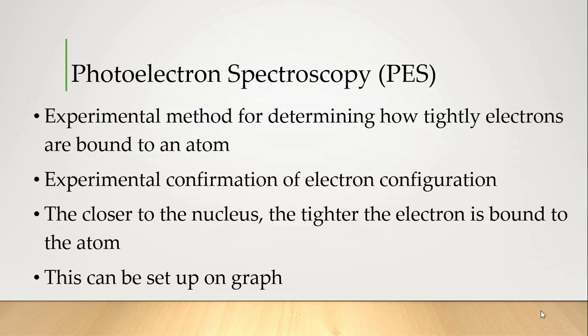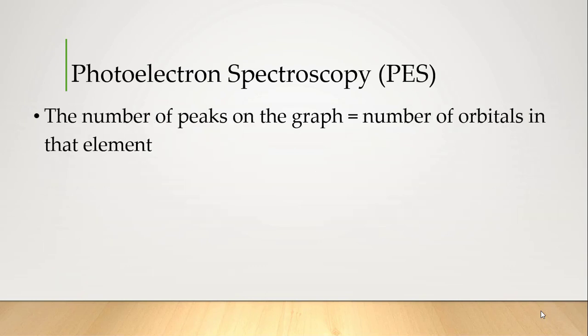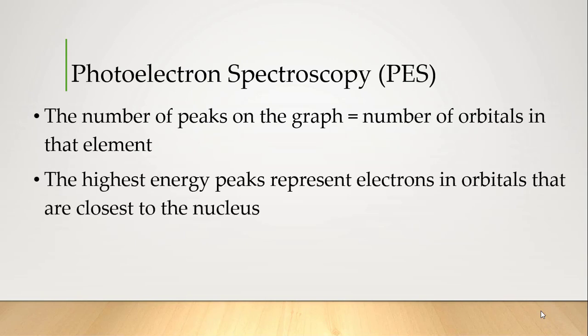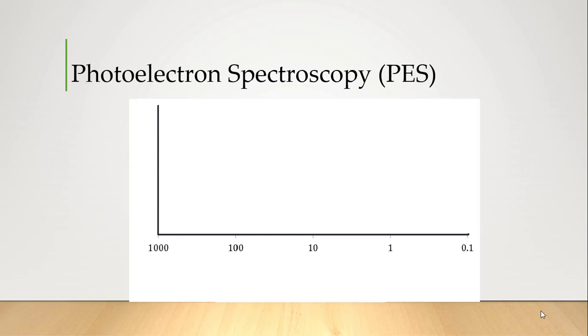And the nice thing is we can set this up so the results show up on a graph that is actually quite readable. As you will shortly see, the graph has peaks. The number of peaks on the graph equals the number of orbitals in that element. The highest energy peaks represent electrons in orbitals that are closest to the nucleus. So the graph frequently looks like this, and we'll talk about the x-axis first.